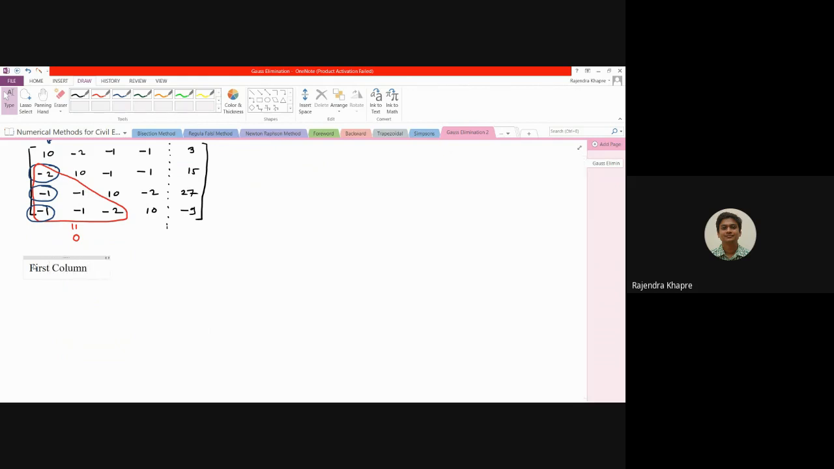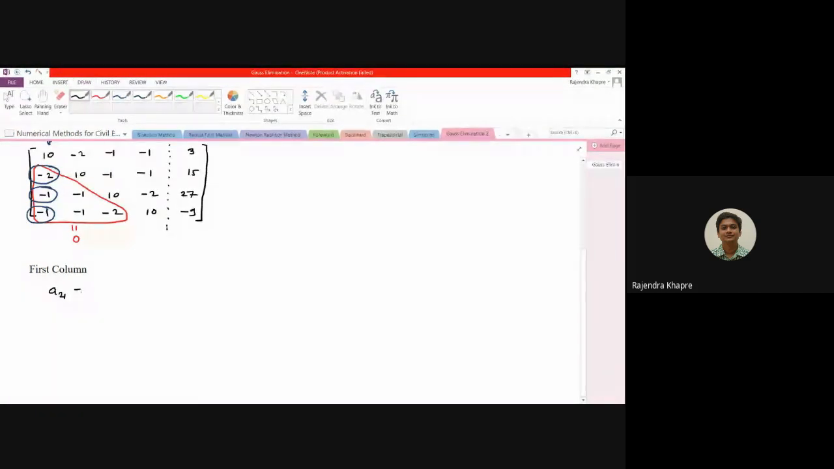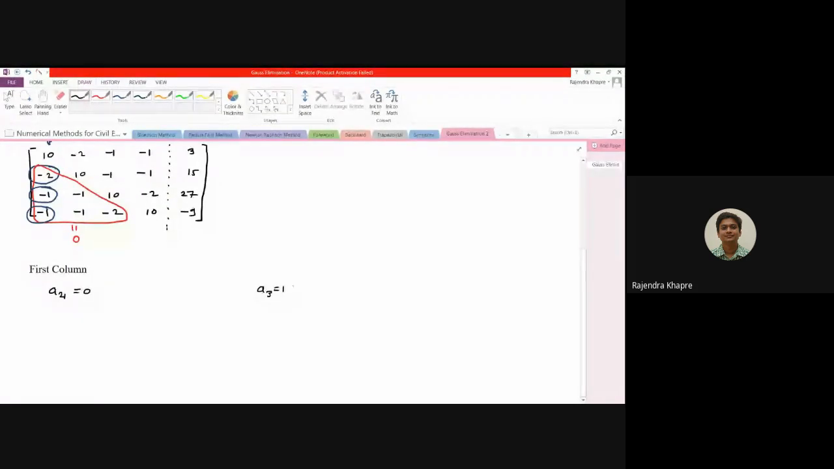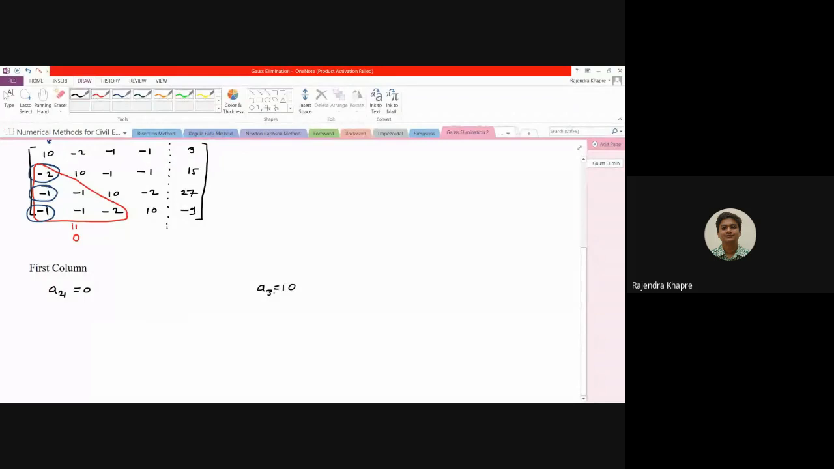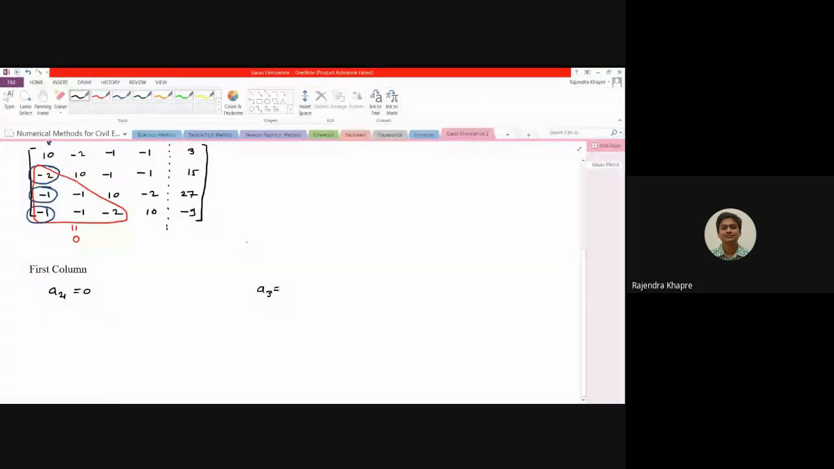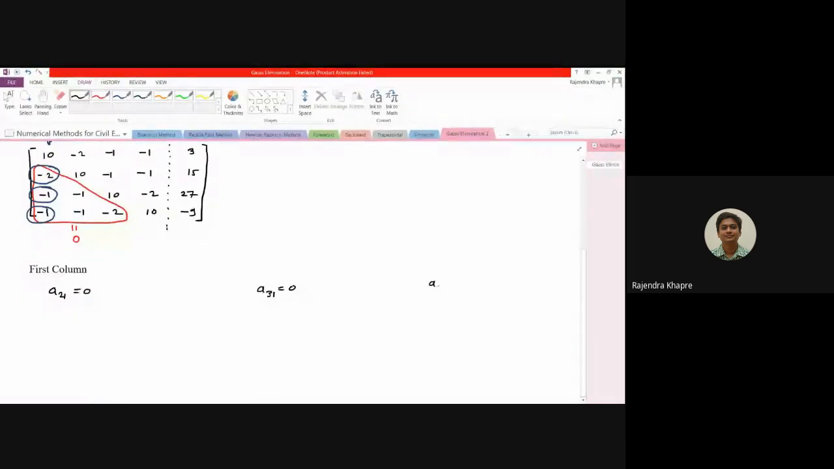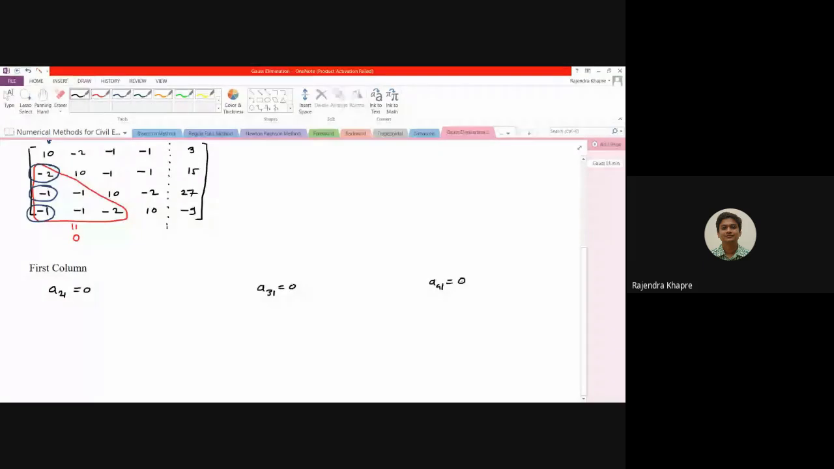When you are using the first column, what elements do you have to make 0? You have to convert the second row, first column, to 0. Then the third row and first column should be 0, and the fourth row and first column should be equal to 0. Am I right, student?